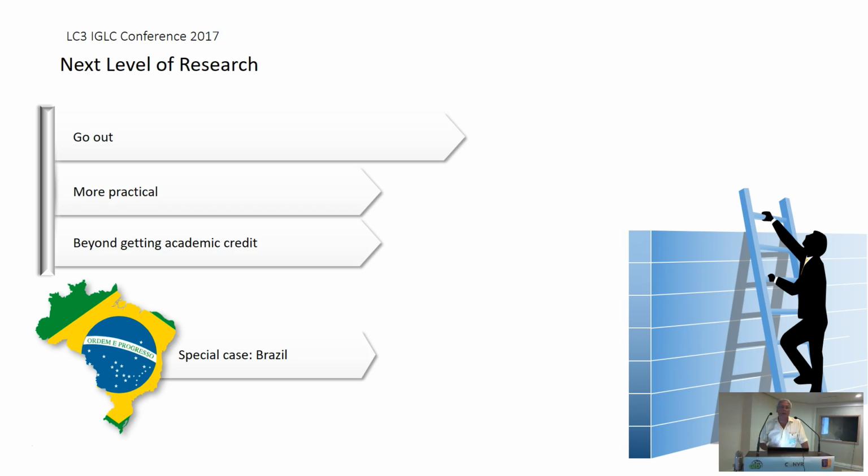We need, even in the developed countries, a next level of research, in our opinion. That means being more practical, going out into practical life, and going beyond getting academic credit by one paper in one institute by one person. We think we have to collaborate more, on a worldwide scale, in order to reach the next level and climb this ladder.